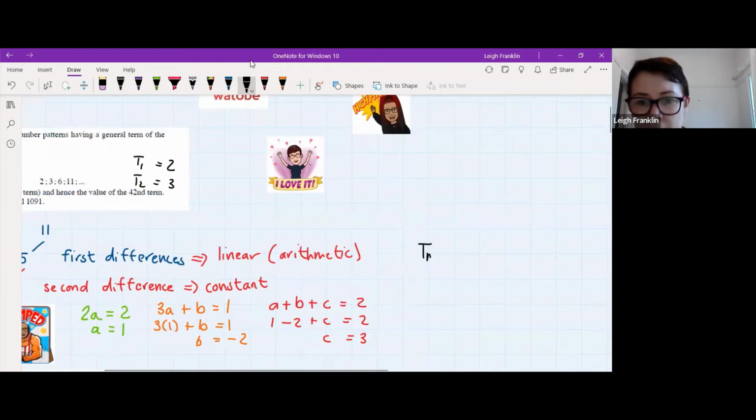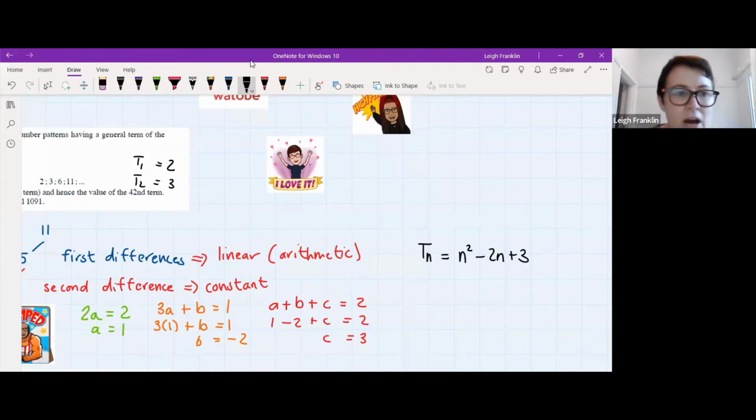So Tn is equal to n squared minus 2n plus 3. Okay, so that is the first part of the question where they asked us to determine the general form. Now they ask us to calculate the value of the 42nd term. So what are we going to do with the number 42? Any ideas? Let's ask Letabo. What would we do with a 42?